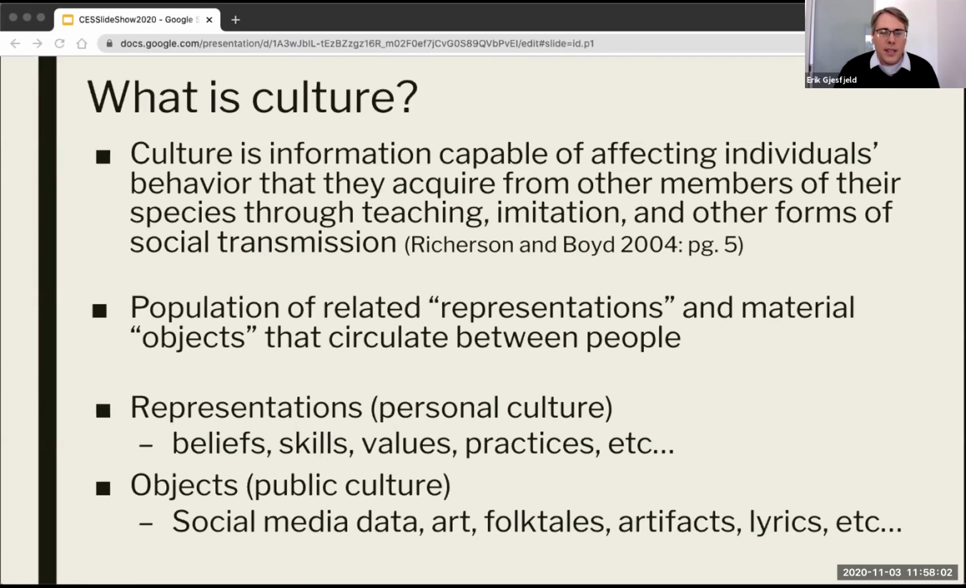So that may be social media data, that may be art, that may be folktales, as Joe Stubbersfield talked about a few weeks ago, artifacts, song lyrics. There's a number of different types of cultural data that can be used that fall in this domain of material objects or public culture. And it's really this latter set of objects for public culture that we want to focus on and really try to develop methodological approaches to examine this type of data.